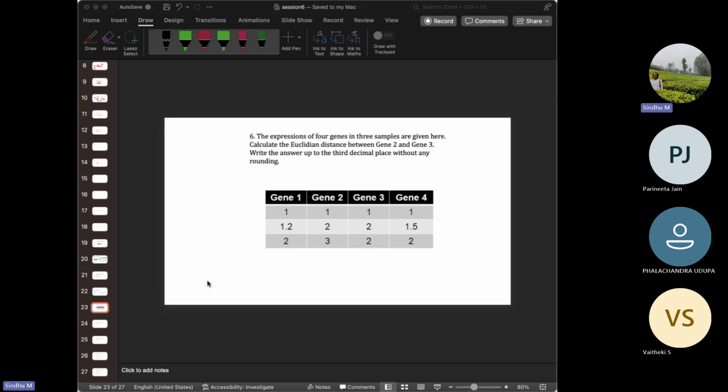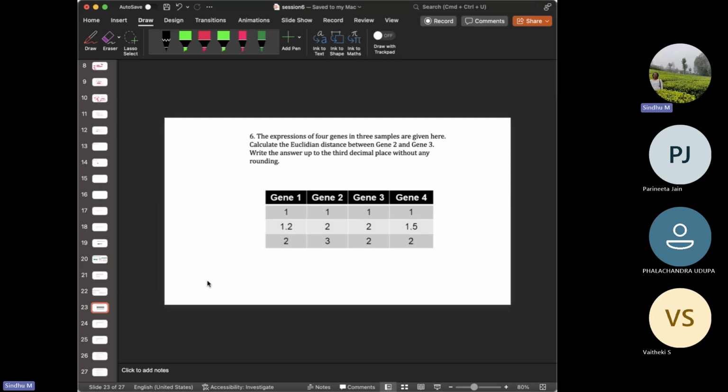So the formula for Euclidean distance. The method to find it is: first we have to subtract, then we have to square the difference. Then after squaring, we have to add everything together. Then we have to take a square root.